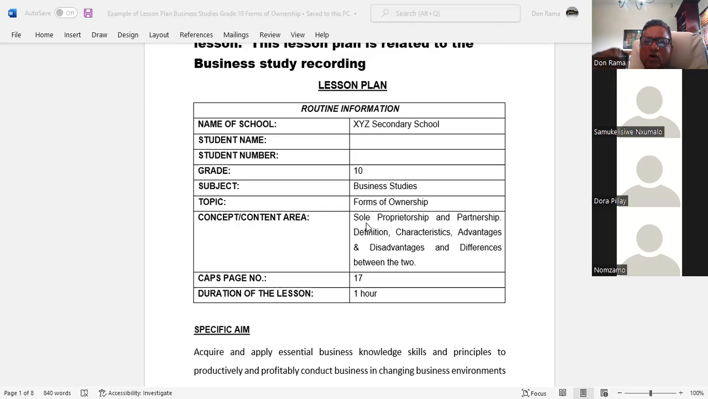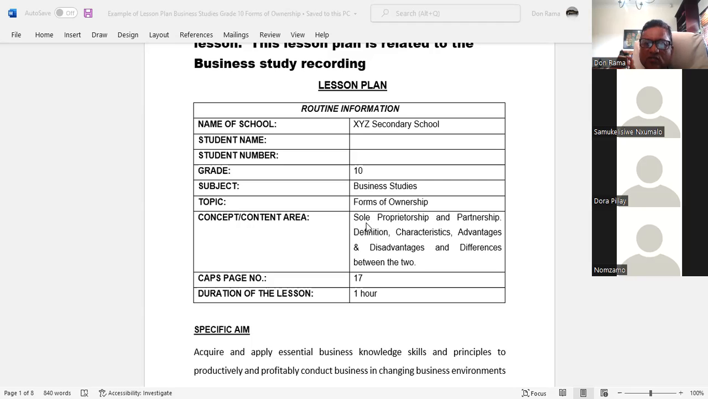Now, under those concepts, the content: what are we going to teach under the headings sole proprietorship and partnership? We are going to focus on the definition of these terms, the characteristics of these terms, and the advantages and disadvantages and the differences between those two concepts. That is what is going to make up our lesson. Okay? So when we write our lesson plan, we must bear this in mind. This is a brief analysis of what we are going to be teaching.